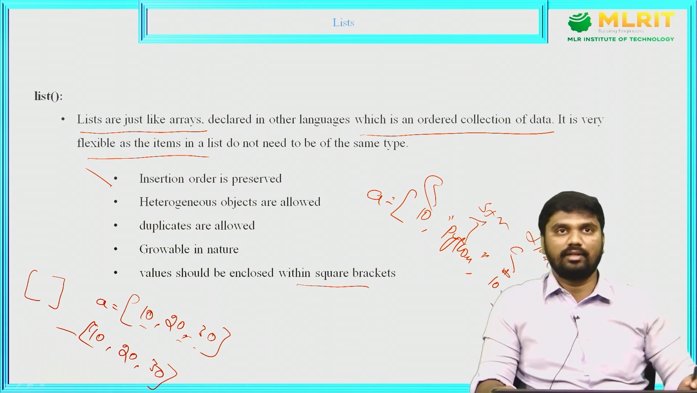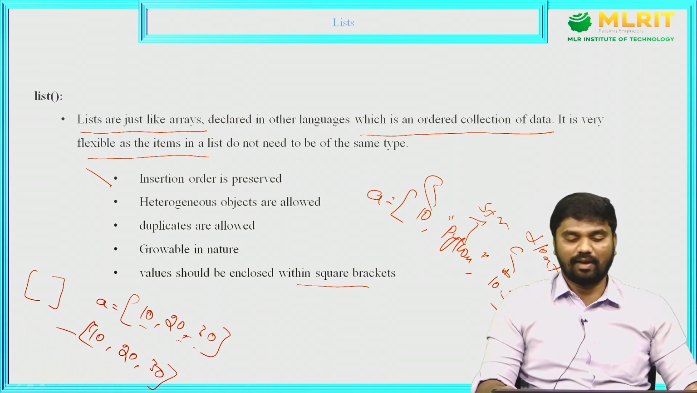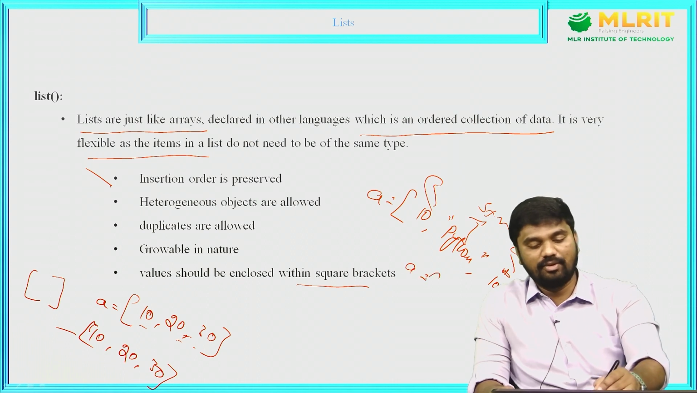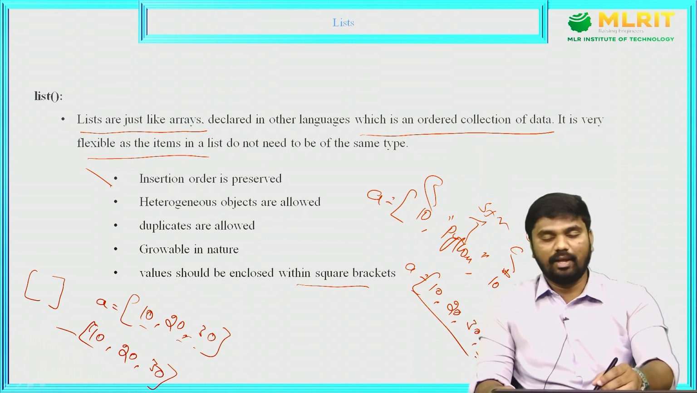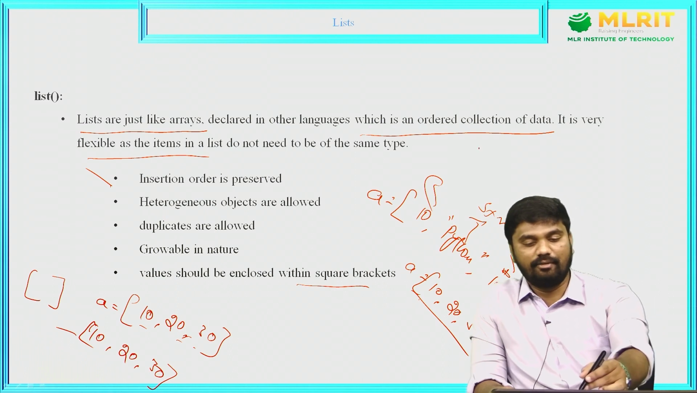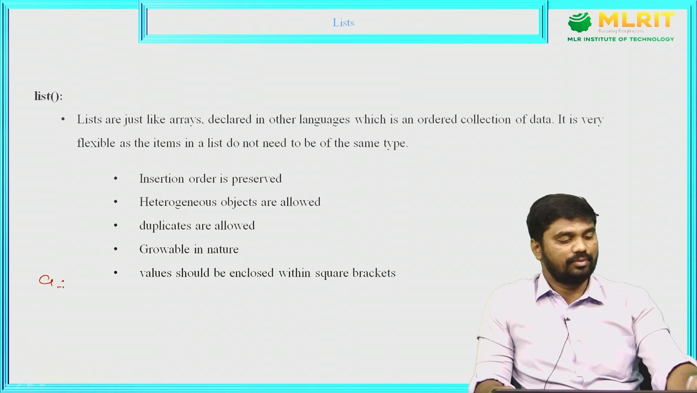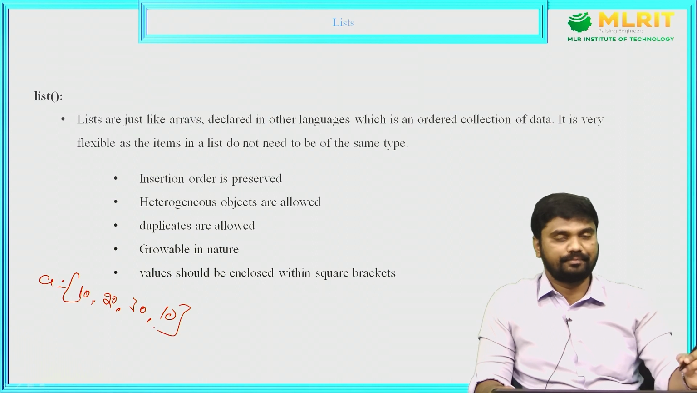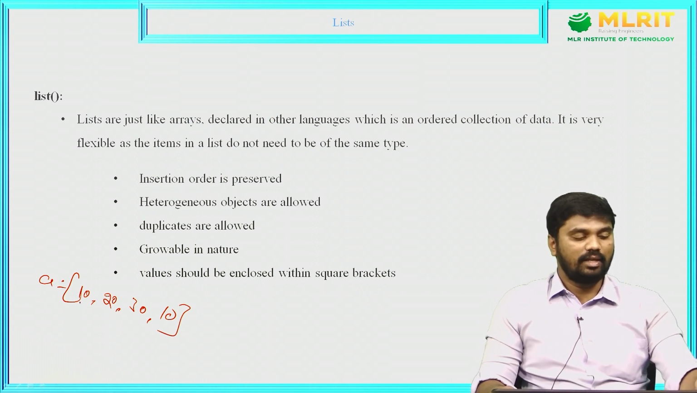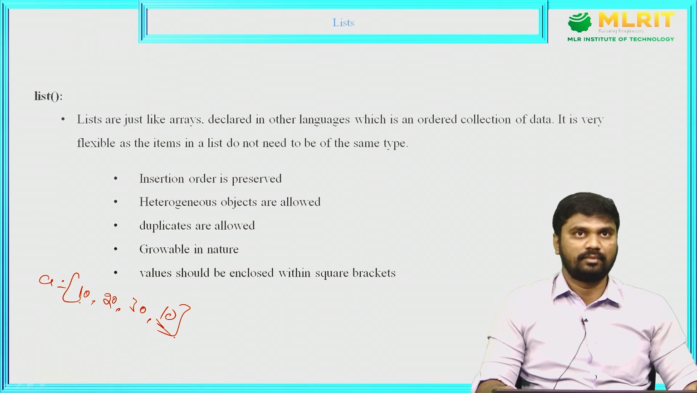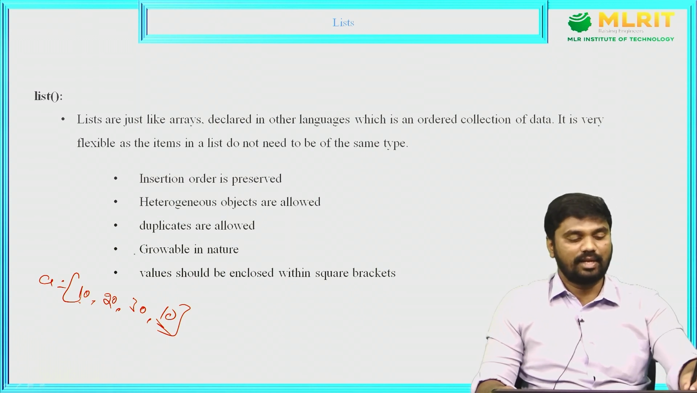Next, a list can allow duplicate values. For example, a equals to 10, 20, 30, comma 10. See what happened here: the 10 is again repeated. That means duplicate values are allowed in the list object. Next, size is not fixed.